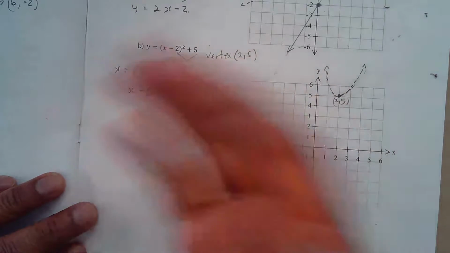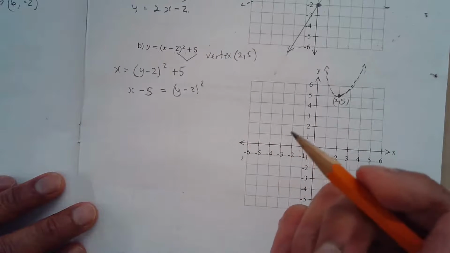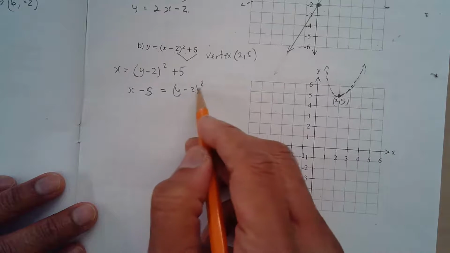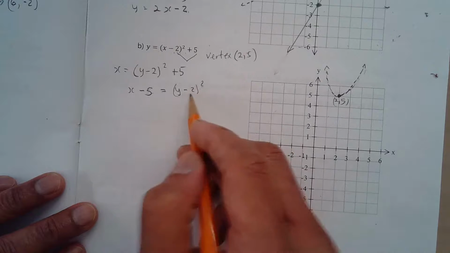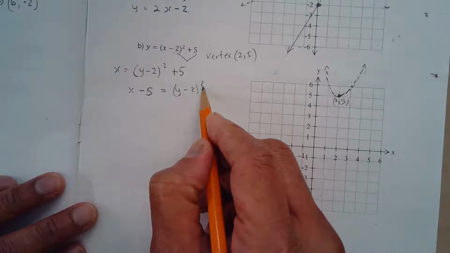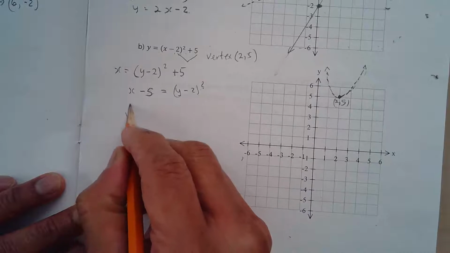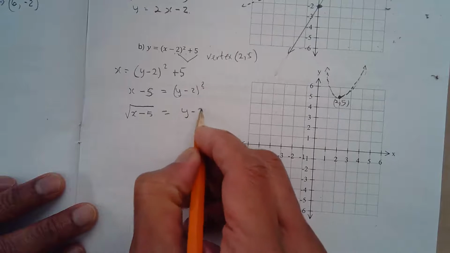Now, I like my y on the left side, but it doesn't make any difference, but I'll leave it as it is right now. And now I need to solve for y by square rooting both sides of this graph, and that would eliminate the power of 2 here. So square rooting both sides, what I'll have is the square root of x minus 5 is equal to y minus 2.